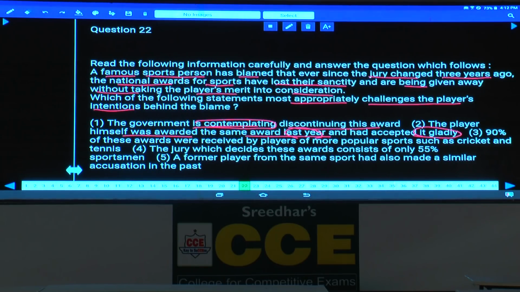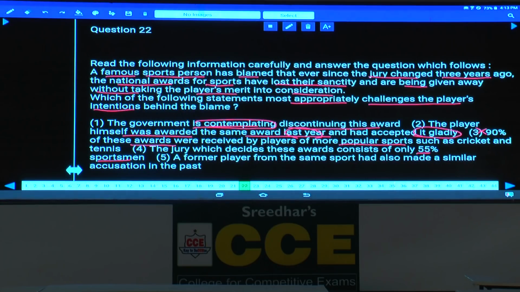Then what is the answer here? 2 is the answer. And choice 3: 90% of these awards were received by players of more popular sports. Is there any information regarding which type of sports these persons are getting the awards for? No information. The statement says nothing about which type of sports they are awarding, hence the third one is straight away ruled out. Then the fourth one: the jury which decides these awards consists of only 55% sportsmen. As 55% are sportsmen, that means the majority of the jury, more than 50%, are sportsmen.